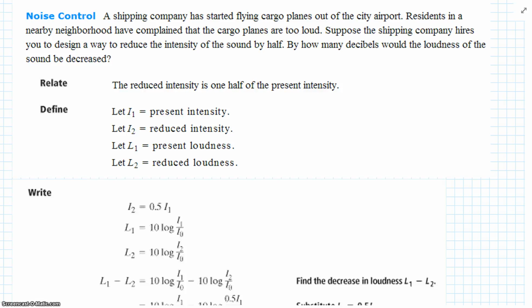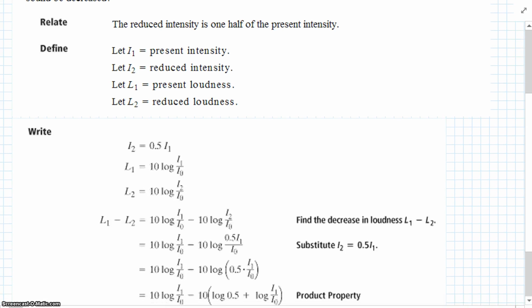All right, the reduced intensity is 1/2 the present intensity. So let I1 represent present, I2 represent reduced, L1 present loudness, L2 the reduced loudness. So we know we need to reduce in half. So we know I2 is going to equal 1/2 of I1. All right, we know L1 by the equation given us is nothing more than 10 log I1 over I0. Okay, L2, the reduced loudness, is just going to be 10 log I2 over I0.